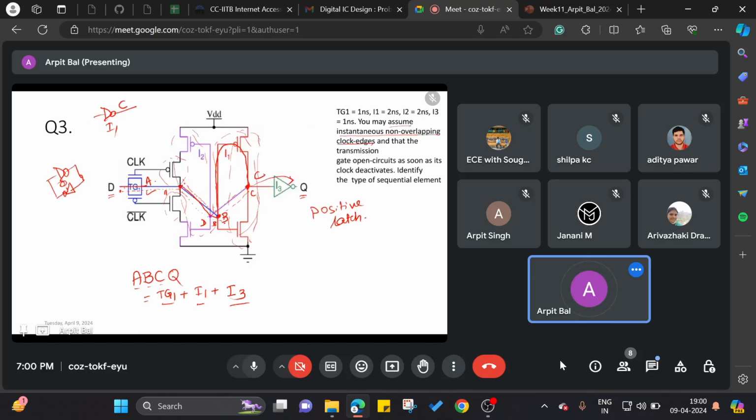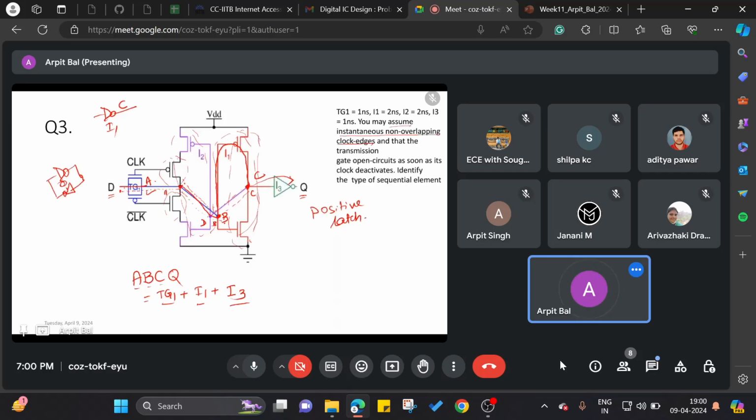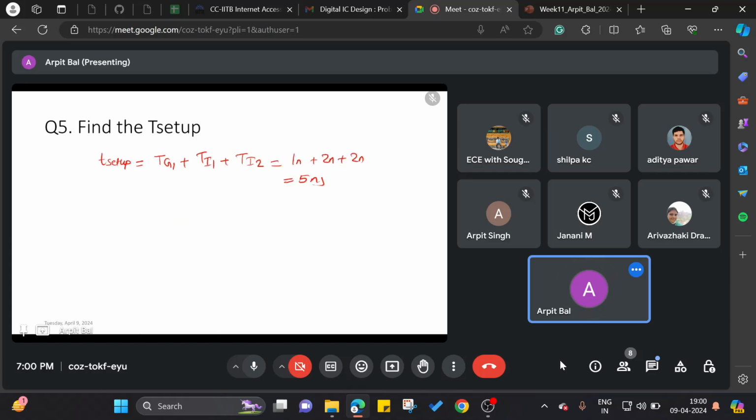The next question was related to identifying this circuit, and this circuit is basically a positive latch. Next we had to figure out what is the T D to Q. D to Q takes the path from A, B, C and Q, and in that path these are the gates that appear: the transmission gate, the inverter I1 and the inverter I3. Just add up the delays of those gates and it becomes 4 nanoseconds.